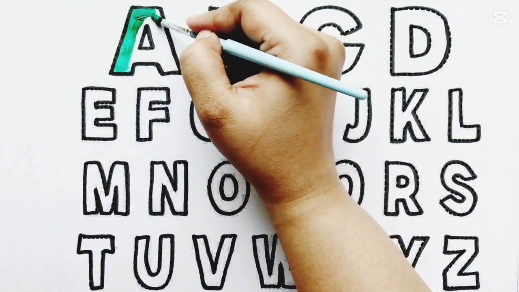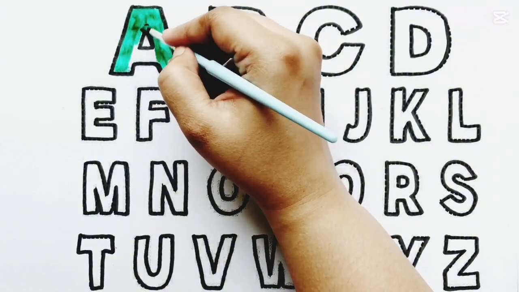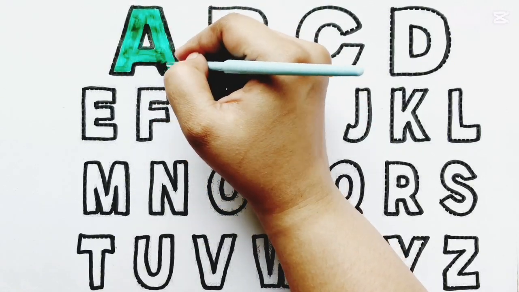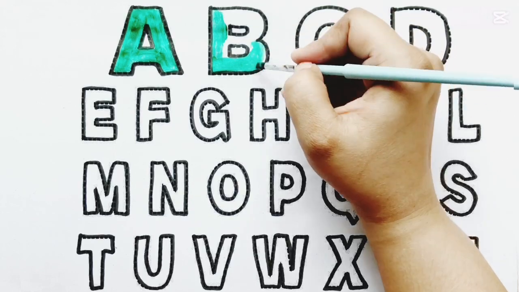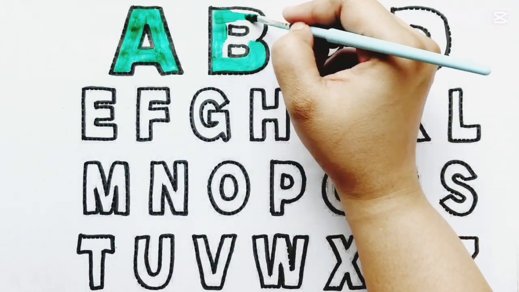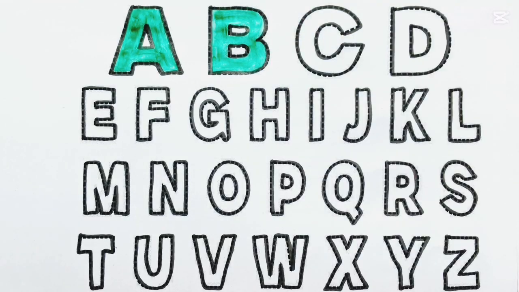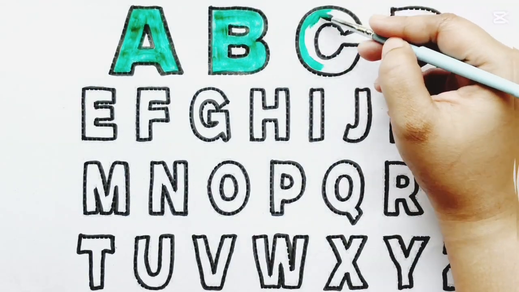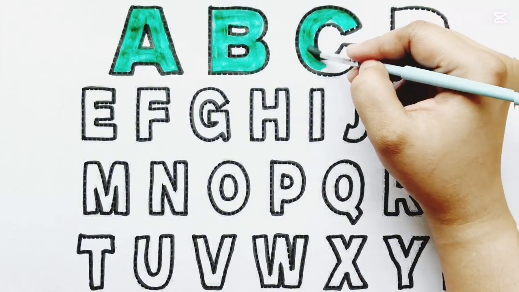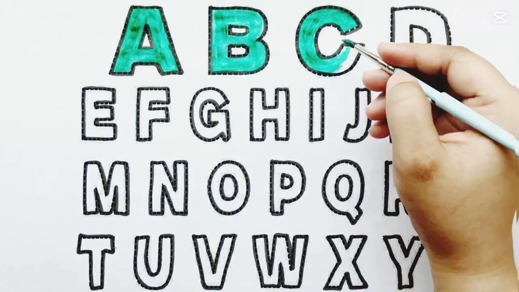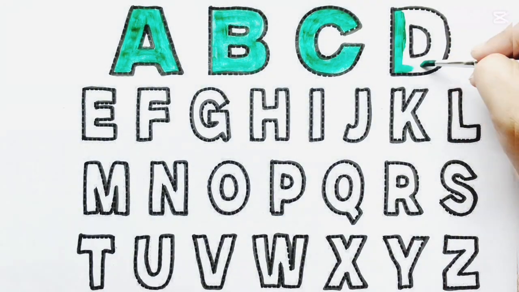Green color. A for apple. Apple. B for ball. Ball. C for cat. Cat. D for dolphin.